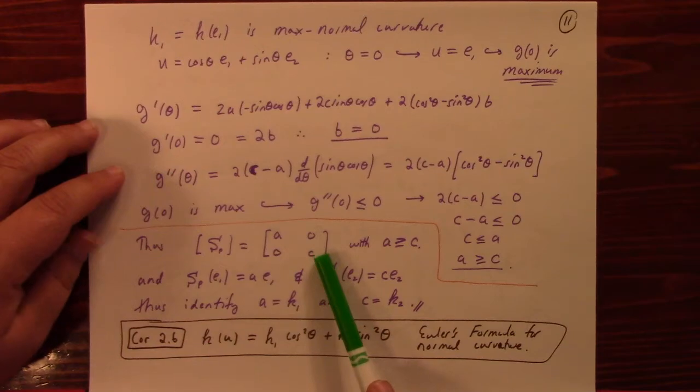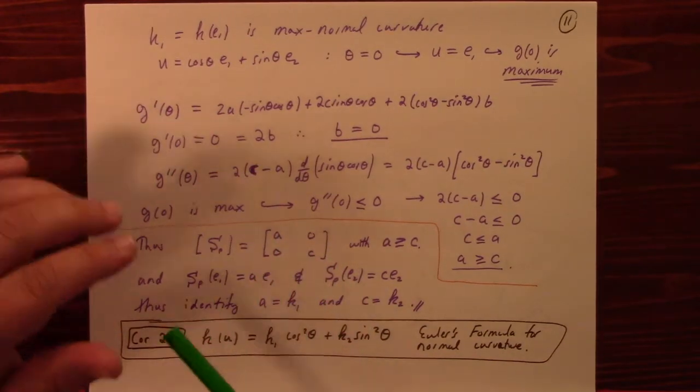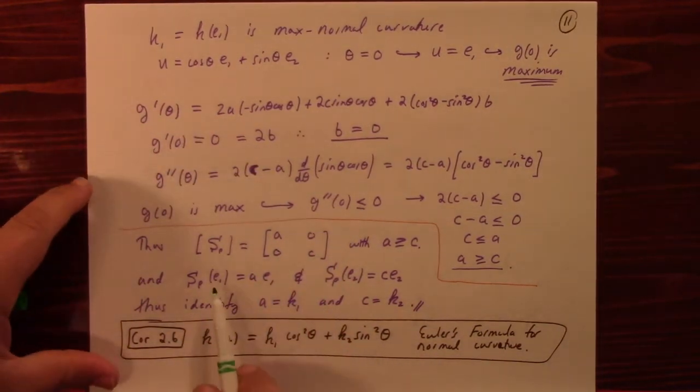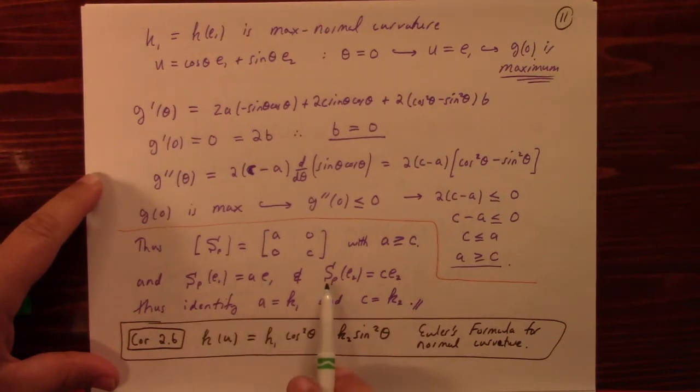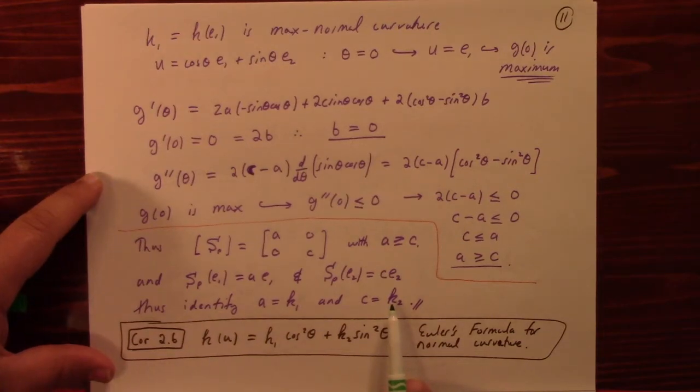But what is A and what is C? Well, when you think about the matrix here, we have S of E1 is A E1, and S of E2 is C E2, so in other words, E1 and E2 are eigenvectors with eigenvalues A and C. But we already know that A is equal to K1 by assumption at the start of the proof, and C is K2. That's the other eigenvalue. What's the relation of K1 and K2? A is greater than or equal to C, which means that the other eigenvalue is either equal to it or it's smaller than it, as predicted.